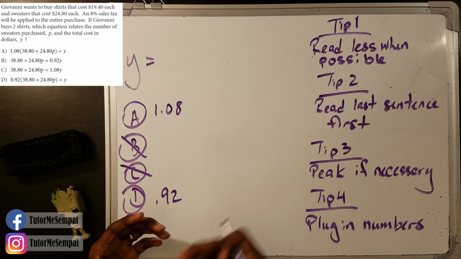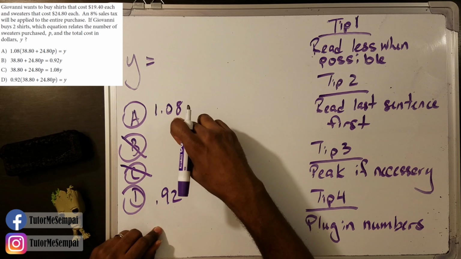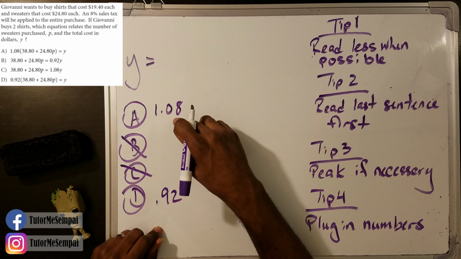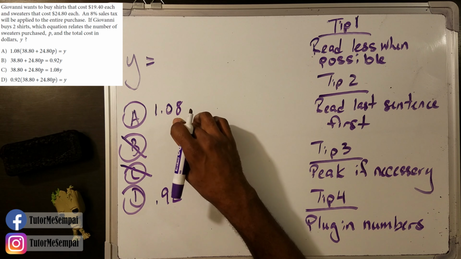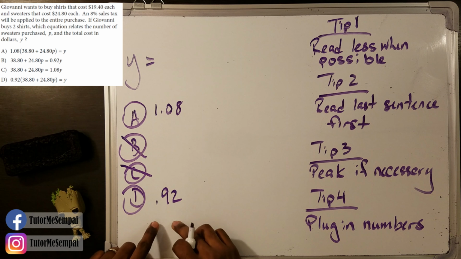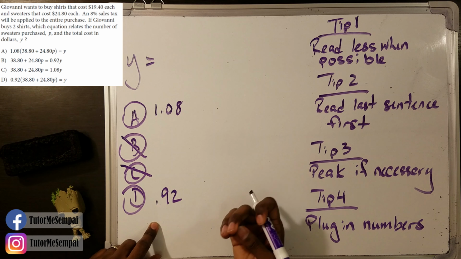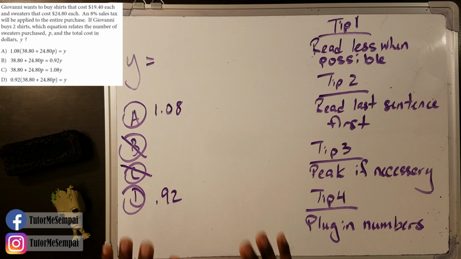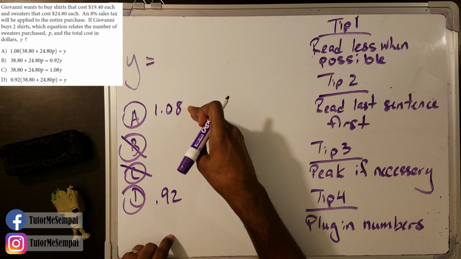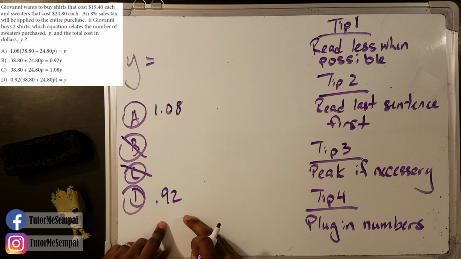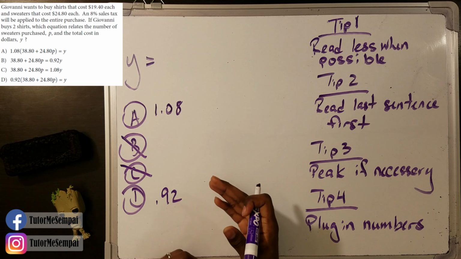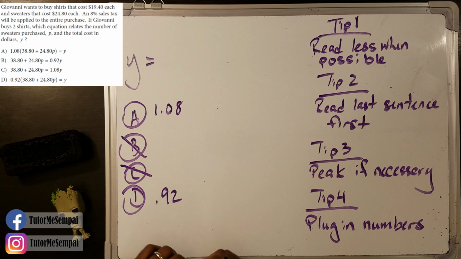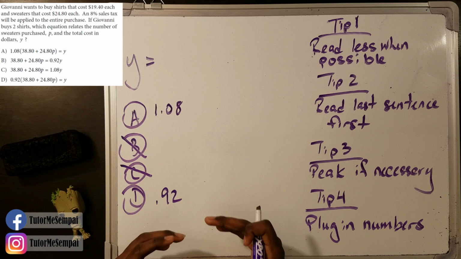So if we're buying shirts and sweaters, what would increase the price? Well, that's going to be some kind of sales tax, right? But what would decrease the price? A discount. So before we even peek, we can already know what we're looking for. Are we looking for a sales tax or are we looking for a discount? So let's look up. Do we have sales tax or discount? And that's going to pretty much tell us which answer is the correct one.